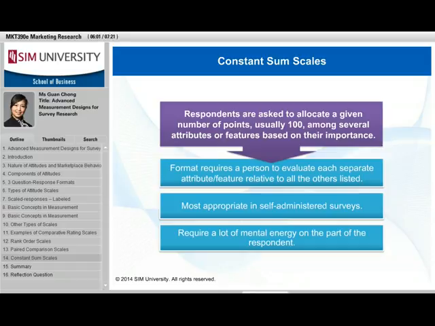Under constant sum scales, the respondents are asked to allocate a given number of points, usually 100, among several attributes or features based on their importance. It requires the person to evaluate each separate attribute or feature relative to all the others listed. It is most appropriate in self-administered surveys. However, it requires a lot of mental energy on the part of the respondent.